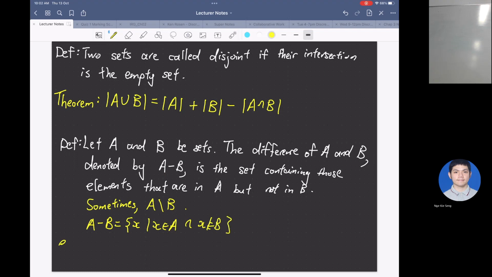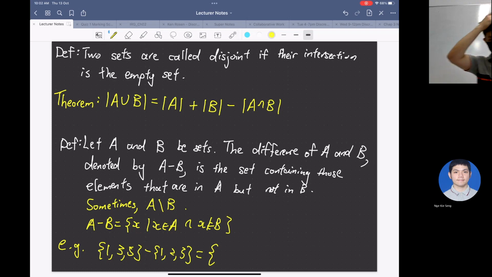Okay, for example, we can take the difference between these two sets. They are not subsets of each other, but we can still do the set difference. So what's the set difference between these two? It's something in A but not in B.